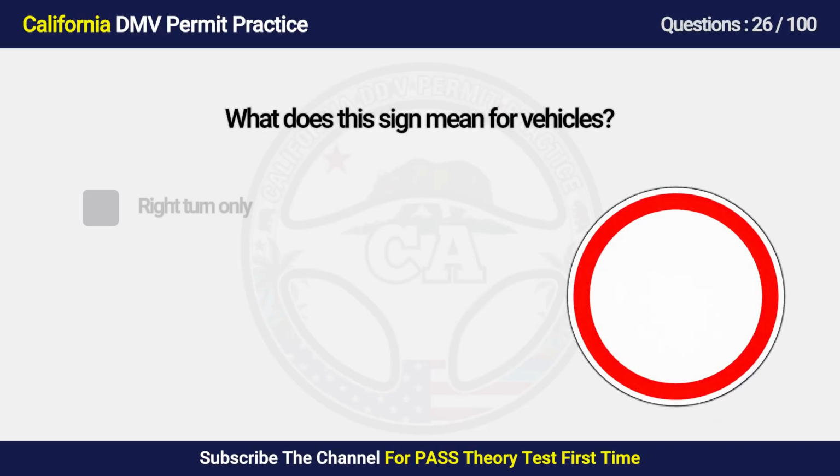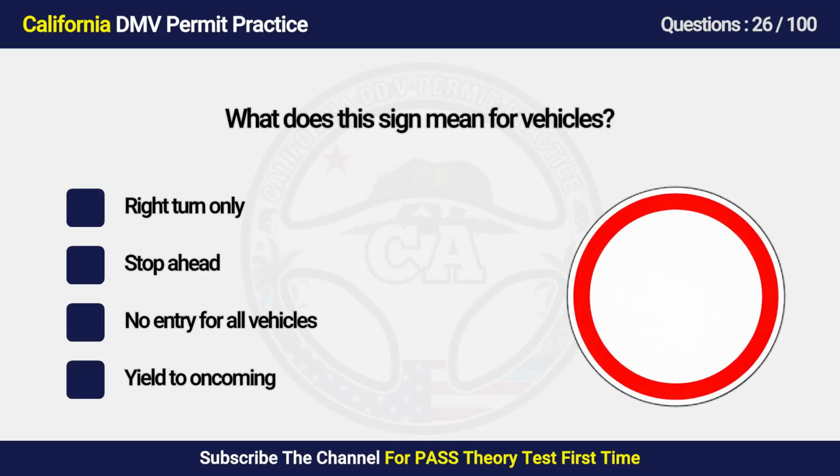Question 26. What does this sign mean for vehicles? A. Right turn only. B. Stop ahead. C. No entry for all vehicles. D. Yield to oncoming.